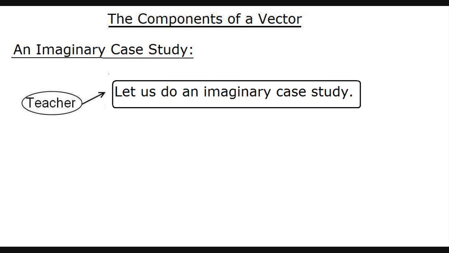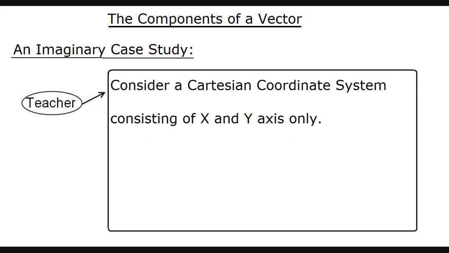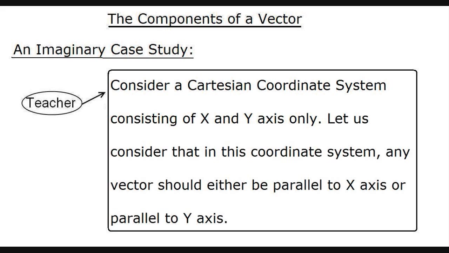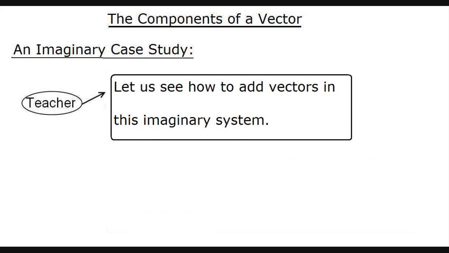Let us do an imaginary case study. Consider a Cartesian coordinate system consisting of x and y axes only. Let us consider that in this coordinate system, any vector should either be parallel to the x-axis or parallel to the y-axis. Let us see how to add vectors in this imaginary system.